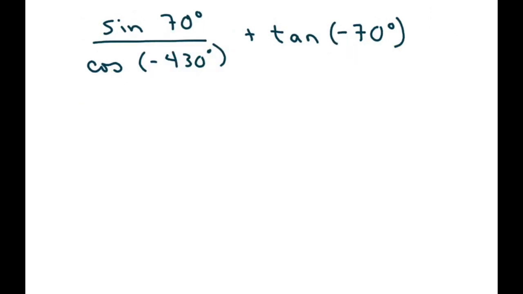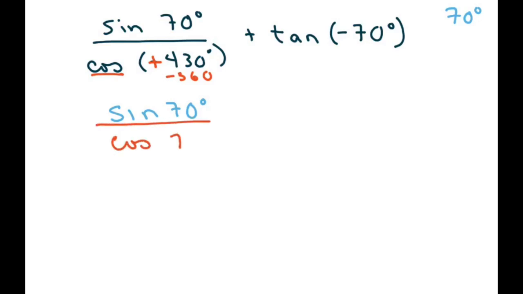And the last one is this one. I'm going to go ahead and make all my angles 70 degrees. They have to all be the same. So my sine is fine. My cosine is the even function, so I could just change that to a positive. I'm going to subtract 360 to make it coterminal. So that's going to be cosine of 70.